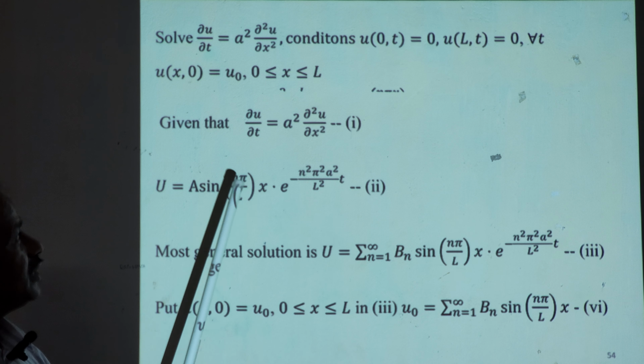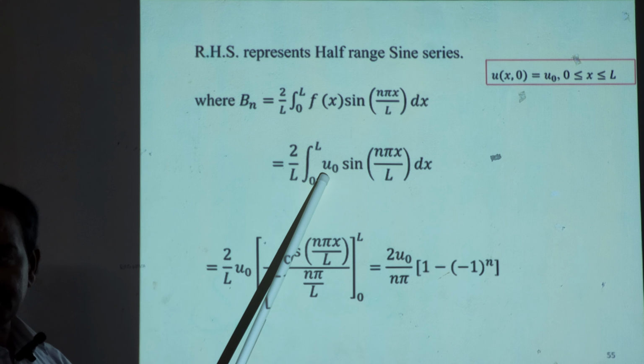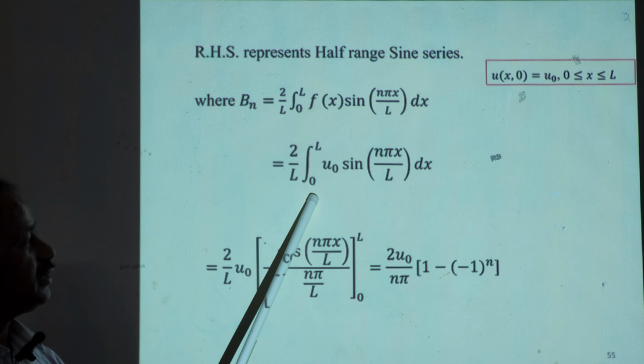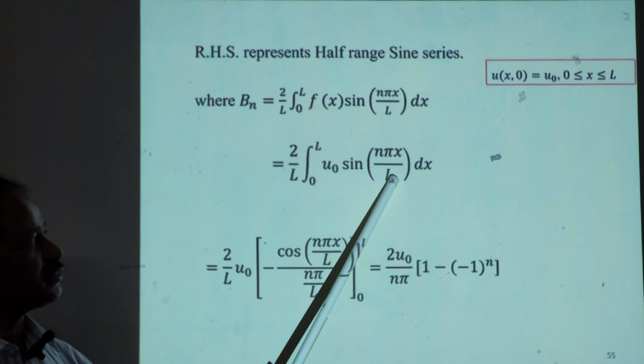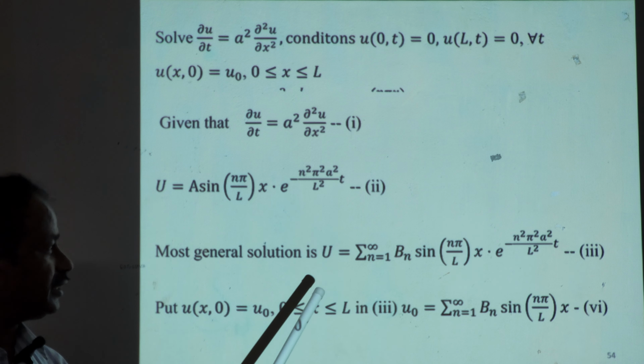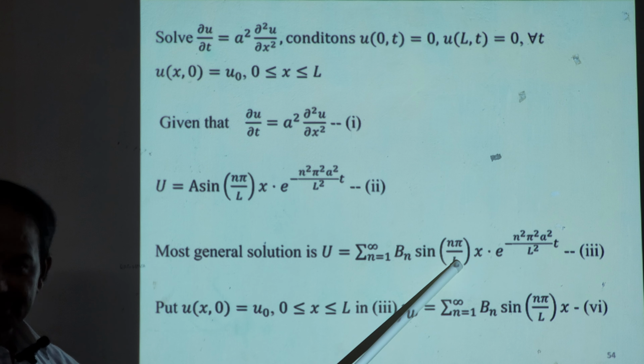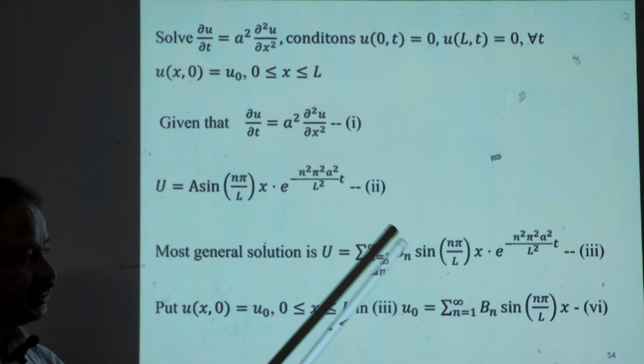So instead of f of x, as I said earlier, f of x is nothing but u0. So you have to substitute f of x as u0. So 2 divided by L, integral 0 to L, sine n pi x by L dx. And of course you know already all those things. See here, very simple. So we have the complete equation. This is a solution of this equation.